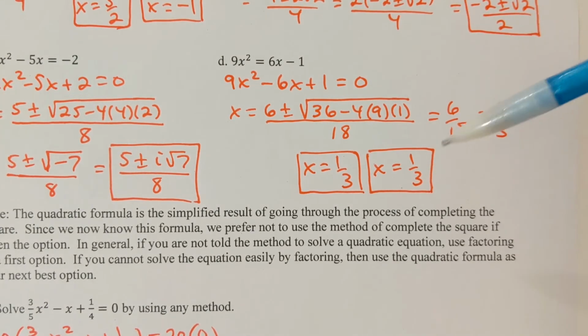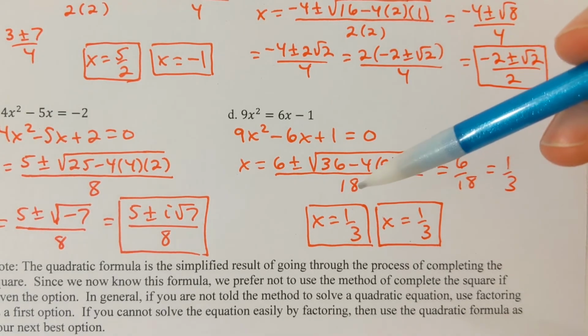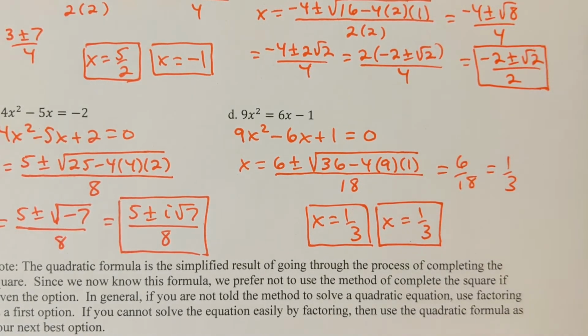Again, you always have two solutions with a quadratic. In this case, though, we had just one number that repeated itself.